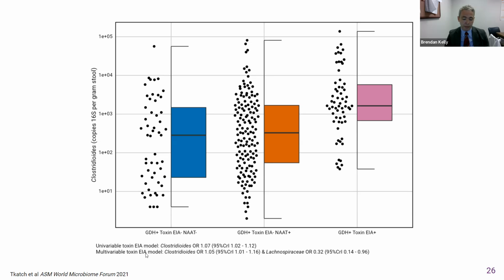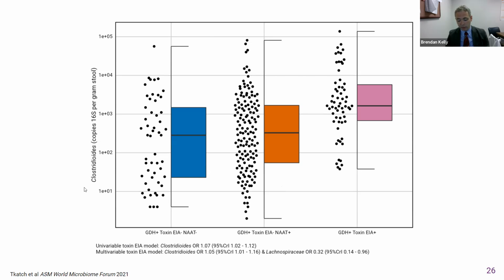But suffice it to say, it's challenging to develop regression models for microbiome data, but it's something I think is very worth doing. And I'll just mention that our multivariable regression model implicated Lachnospiraceae as a protective component of the gut microbiota, which has been shown in other studies as well. That's even after accounting for the baseline risk associated with differences in the abundance of Clostridioides.